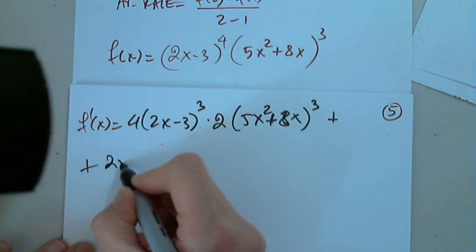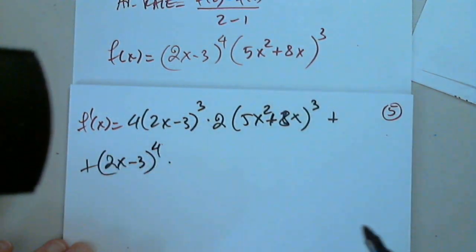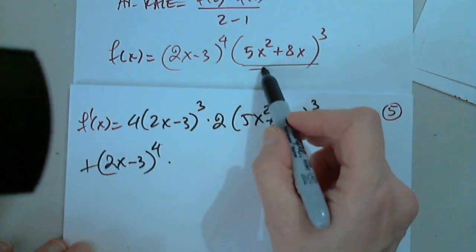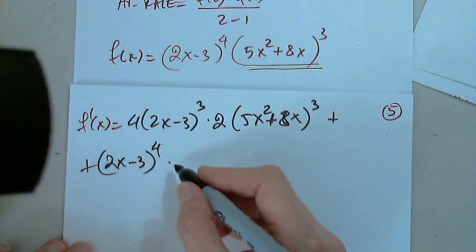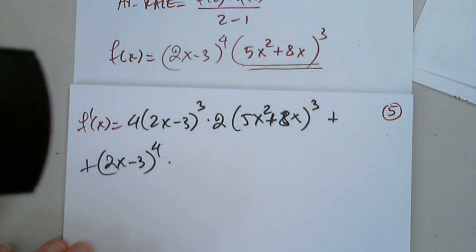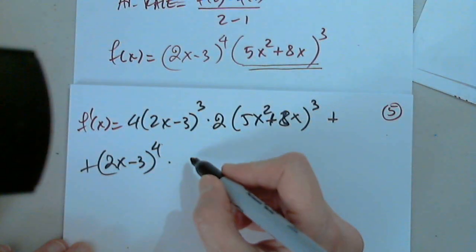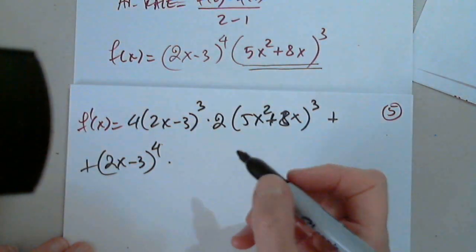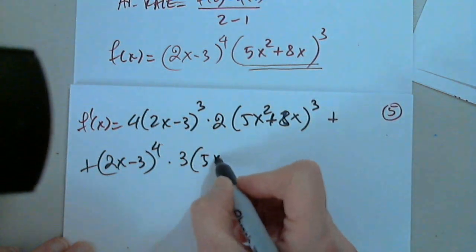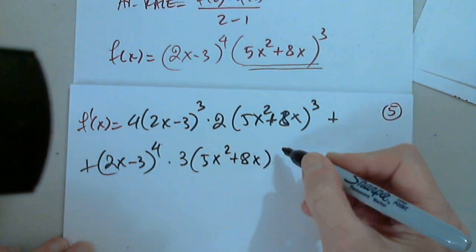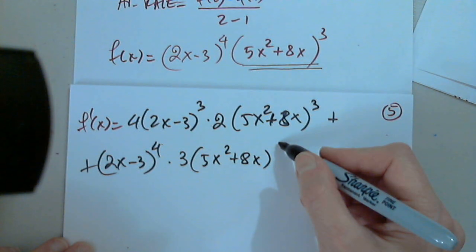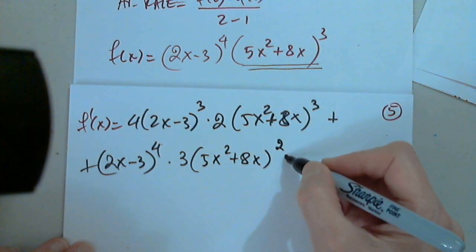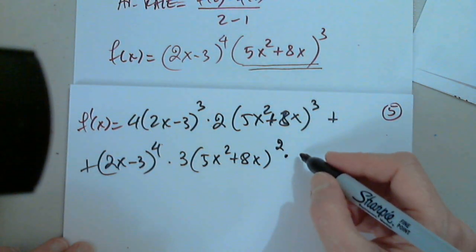Excellent. Times (5x squared plus 8x) to the third, plus I copy the first one, times. Now I'm here and I'm differentiating this. It's 3 times (5x squared plus 8x) to which power? 2. Good. Times the inner function prime, which is 10x plus 8.